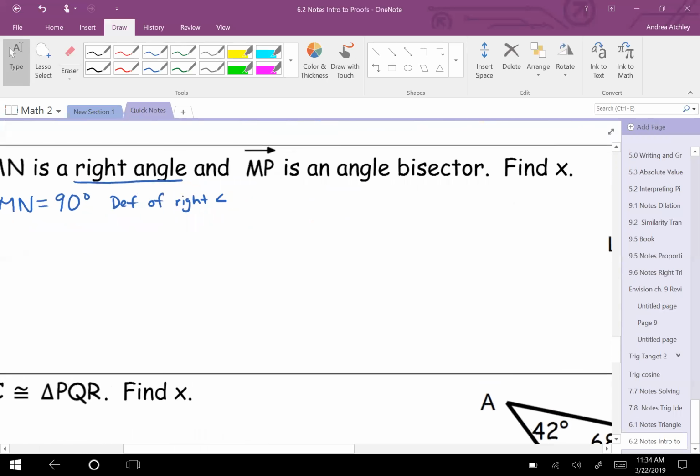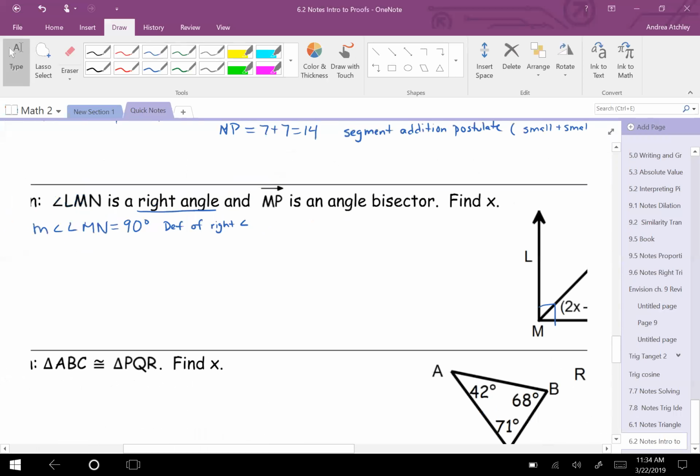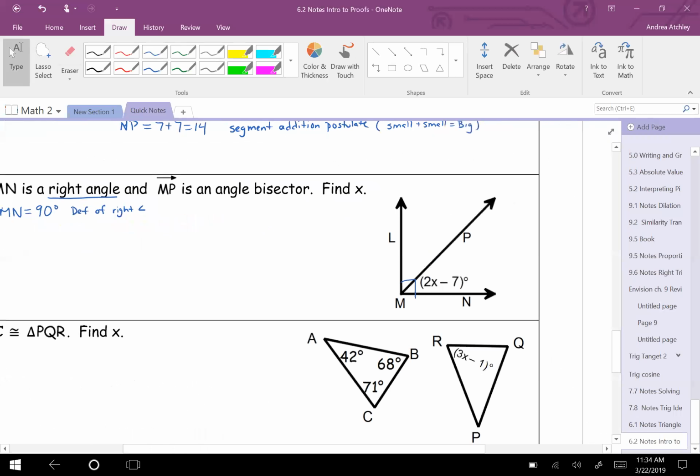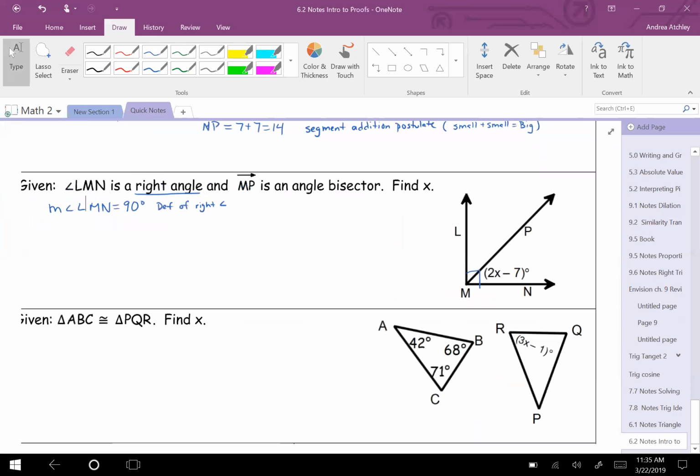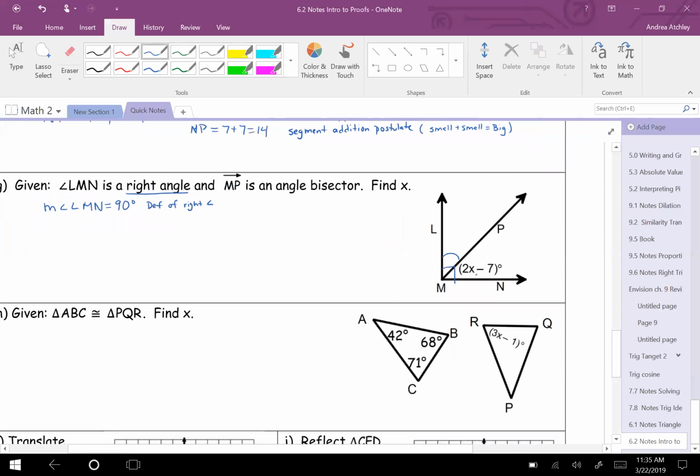Okay, then MP is an angle bisector. So MP is an angle bisector. What does that mean? Okay, it cuts it in half. So I could say that this angle is congruent to this angle. Does that make sense?